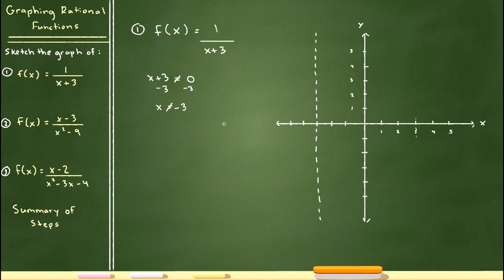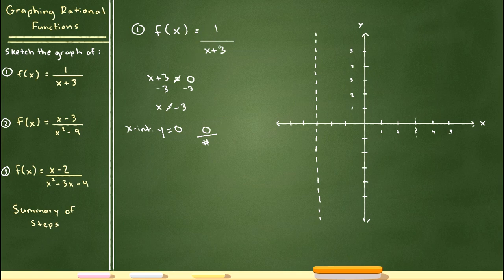Next thing you may want to do is locate any values along the x-intercept. So for the x-intercept, we know that the y value is equal to 0. Now in this particular function, in order for a fraction to be 0, it needs to be 0 over some number that's not 0. So 0 over any number except 0 will give us 0. And this numerator is 1, so the numerator here is never going to be 0. So in this particular case, we're not going to have any x-intercepts.